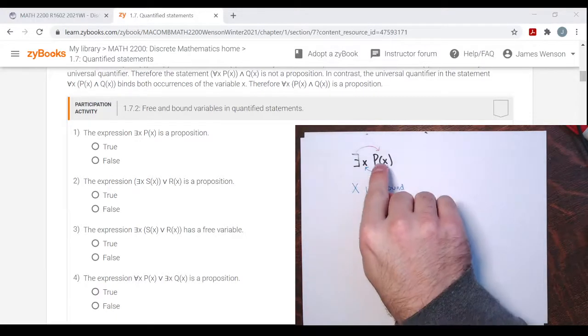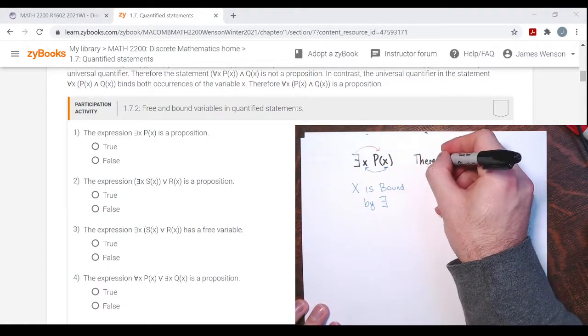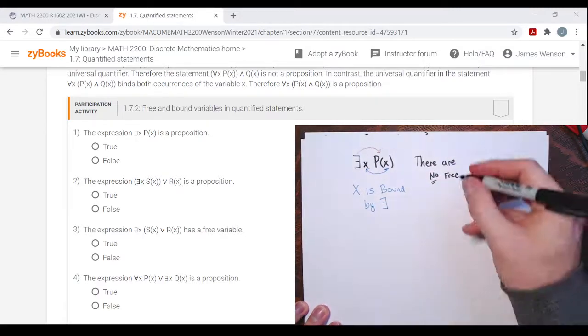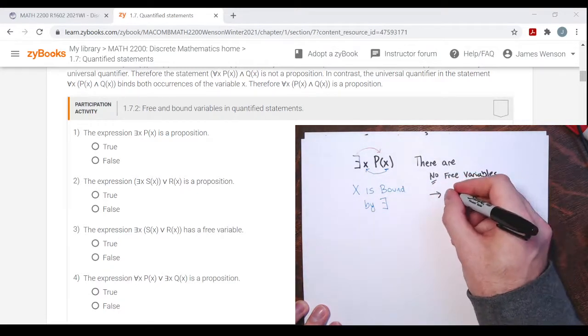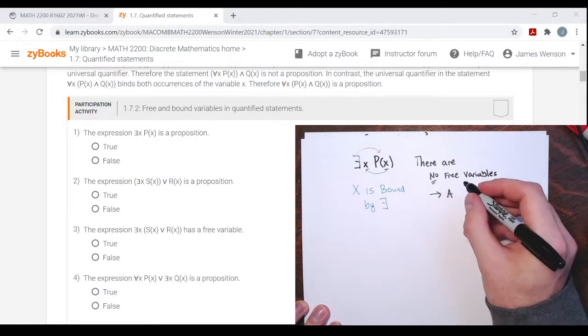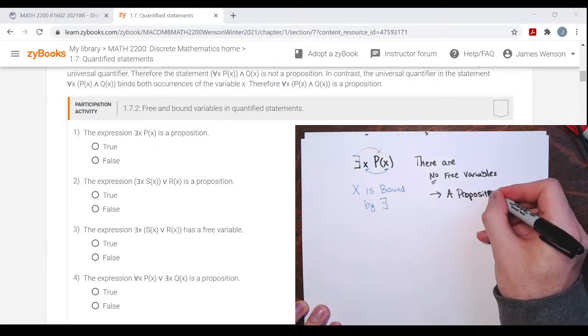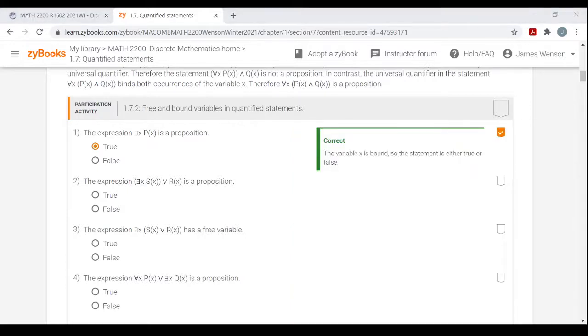And that's the only variable showing up in any statement here. So there are no free variables, no unbound variables. So this statement is a proposition. It is either true or it is false. You can actually determine the truth value. Okay, so their statement is, the expression there exists x such that p of x is a proposition. That's true. It is a proposition. And again, see the variable x is bound.